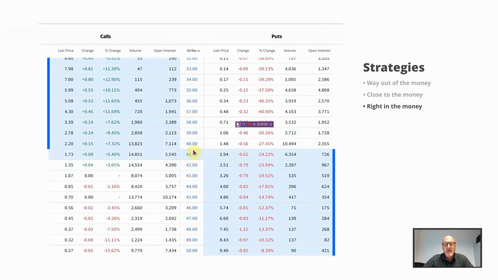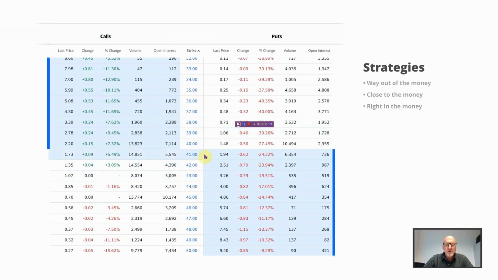So that's trying to understand the whole idea behind selling puts: you get the premium, and you buy the stock at the price you were going to buy it anyway. So you're already ahead by this premium money. So that's trading right in the money.